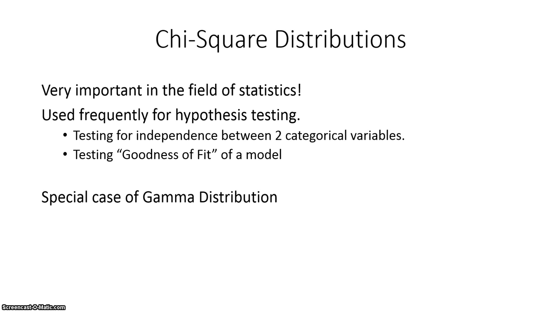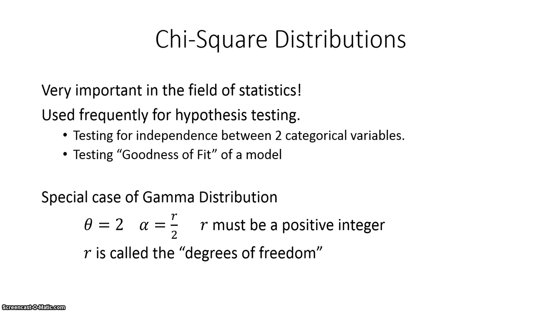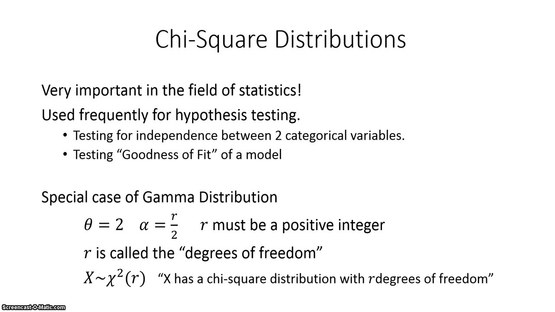The chi-square distribution is really just a special case of a gamma distribution. If we take our theta parameter from the gamma distribution and set it equal to 2, and we call alpha equals r over 2, where r has to be a positive integer, then r is called the degrees of freedom, and we say that x has a chi-square distribution with r degrees of freedom.